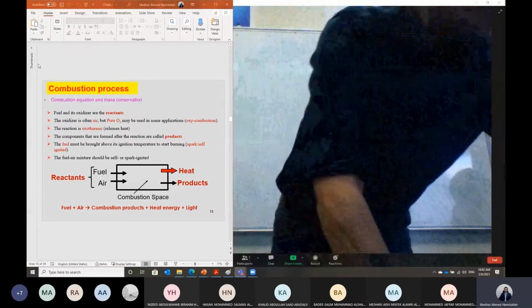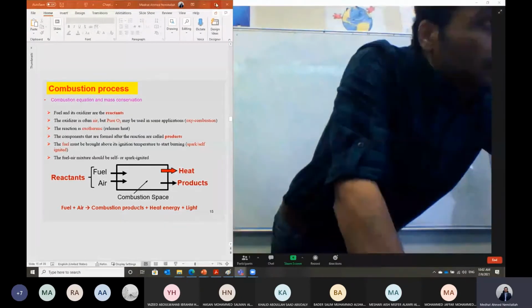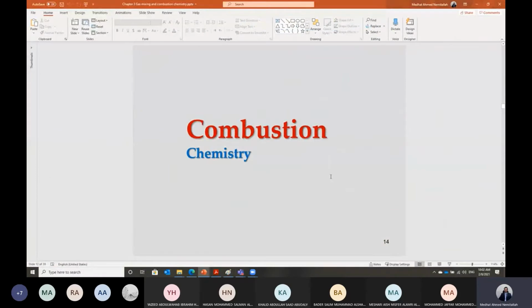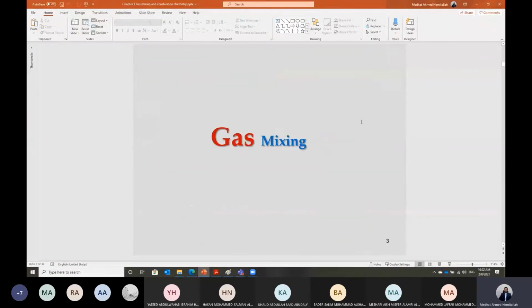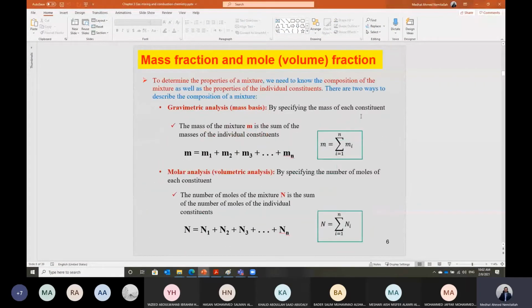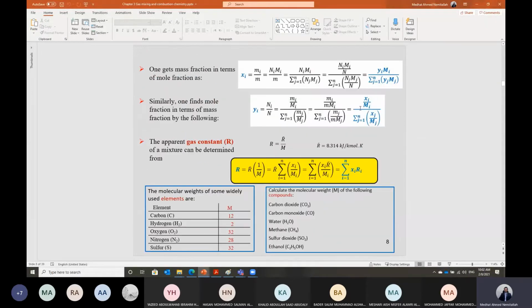The last time, if you look here, we have introduced gas mixing. We talked about the mole fraction, mass fraction, and how to convert from mole fraction to mass fraction and the reverse.